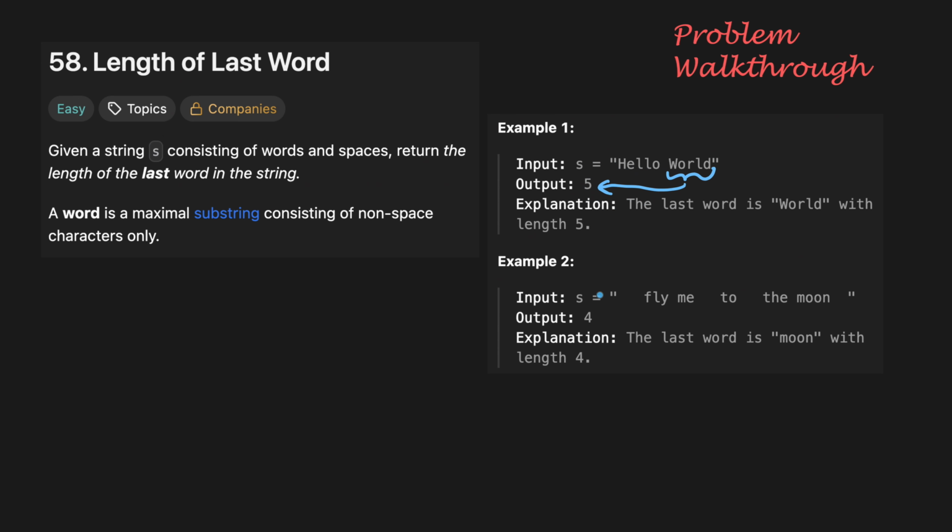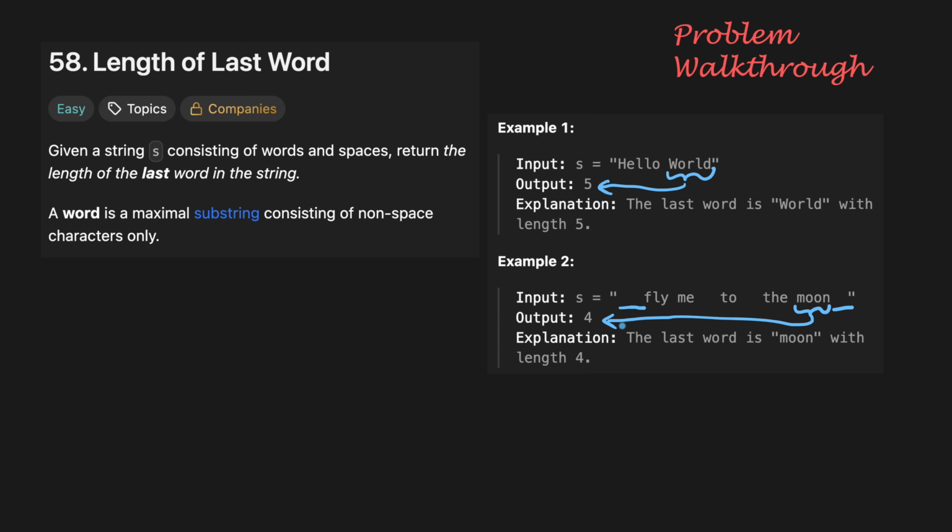But it gets a little trickier. Look at example 2. We have the phrase, fly me to the moon. Notice how the string is padded with extra spaces, especially right at the end. Despite those trailing spaces, the last actual word is still moon, which has 4 characters. So we return 4 as the answer.